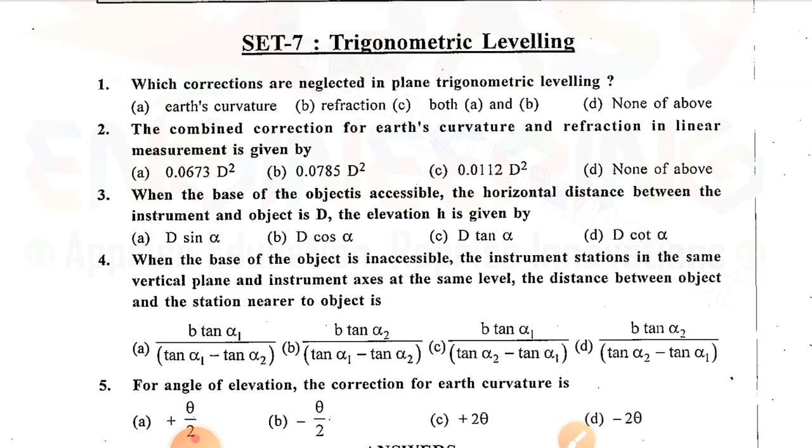Question number 3, when the base of the object is accessible, the horizontal distance between the instrument and the object is d. The elevation h is given by. Option C is correct, d tan alpha.